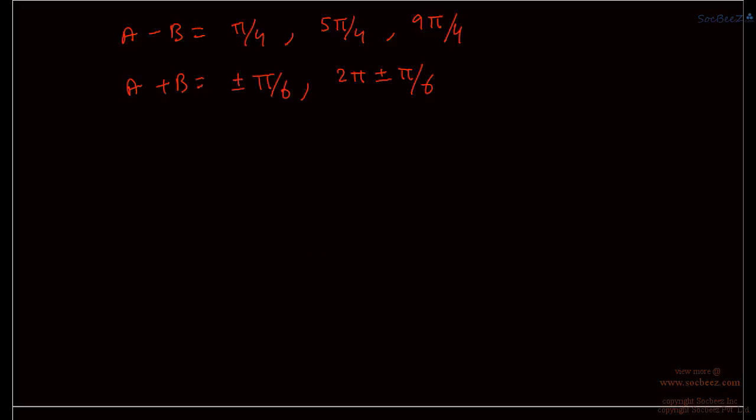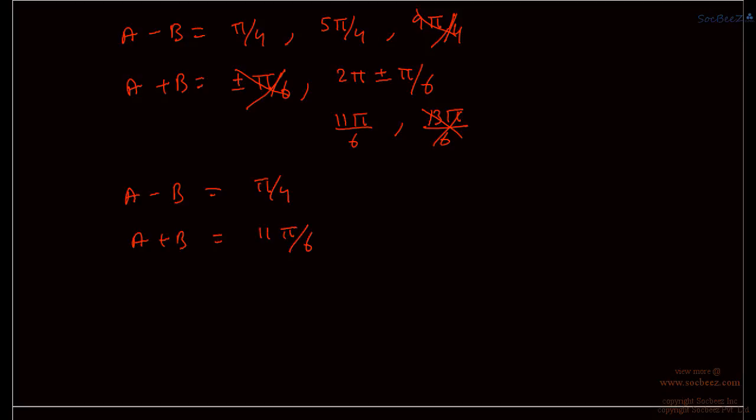So putting these values, we get, okay, so now automatically pi plus or minus pi by 6 gets cancelled, and we have this is 11 pi by 6 or 13 pi by 6, right? So let's take 11 pi by 6, let's restrict ourselves to 0 to 2 pi. So these also get cancelled. So you have a minus b is equal to pi by 4 and a plus b is equal to 11 pi by 6, right?